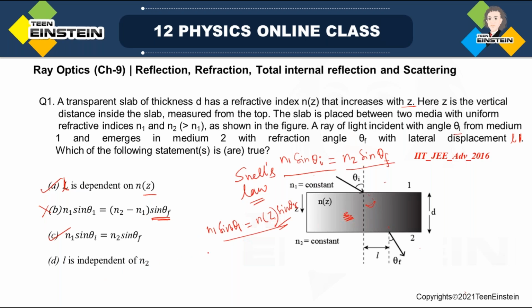Now, L is independent of N2. See, the angle of refraction of the refracted ray will obviously be dependent on the medium where the light ray is emerging, but the lateral shift depends only on medium 1 and the medium through which the ray travels. So that's why L would not depend on this N2. So lateral shift will not depend on the refractive index of the second medium.